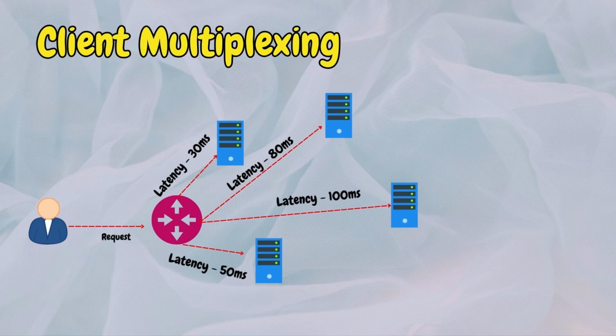Client multiplexing involves maintaining multiple concurrent connections between the client and different proxy servers. This allows the client to connect to multiple servers simultaneously and choose the one with the lowest latency for content retrieval.